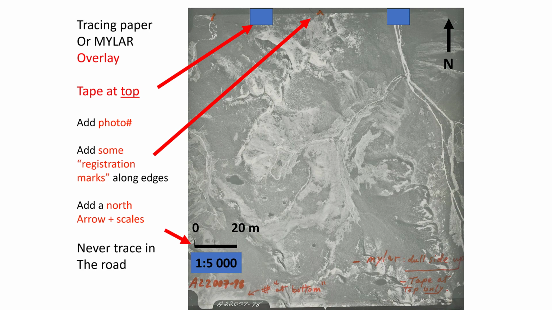And one important note is we never trace in the road. Typically, it'll get way too crowded because many outcrops we see are along the road. We only put the tape at the top edge of the mylar because quite commonly it's useful to flip up the mylar to have a closer look at the air photo that's not blurred out by looking through the mylar itself.